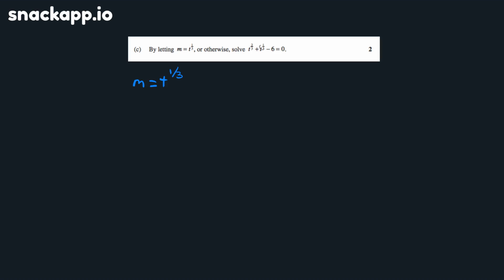So we've got a t to the 1/3 here and we've got a t to the 2/3 here. So let's just rewrite that t to the 2/3 as t to the 1/3 all squared. If we remember our index laws, if you have a power and then all of it to the power again, it's just the same as multiplying them. So 1/3 times 2 is just the 2/3 we had. And then we're just going to have t to the 1/3 minus 6 equals 0. So let's substitute m in. So we get m squared plus m minus 6 equals 0.